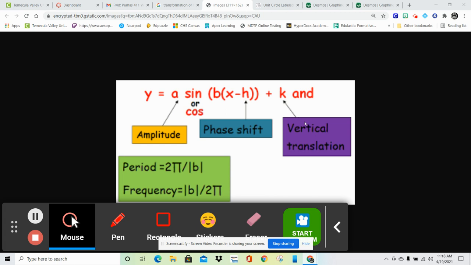Again, K is the vertical shift, H is the horizontal shift, which they're going to start calling phase shift now. A is the amplitude. It's going to tell you how high and how low this function is going. And B is the period function. So that's going to be the period.